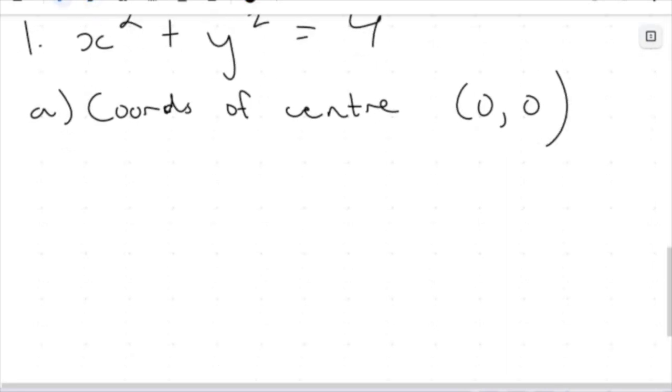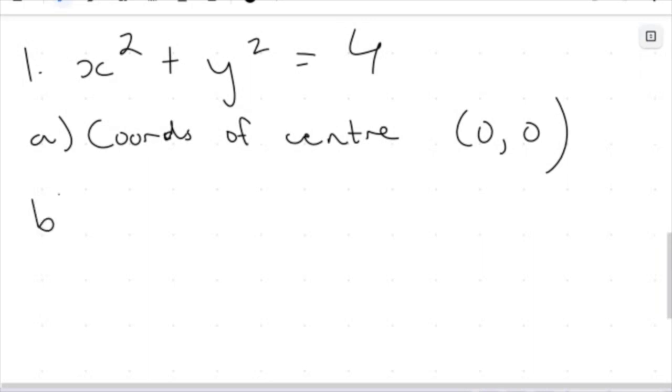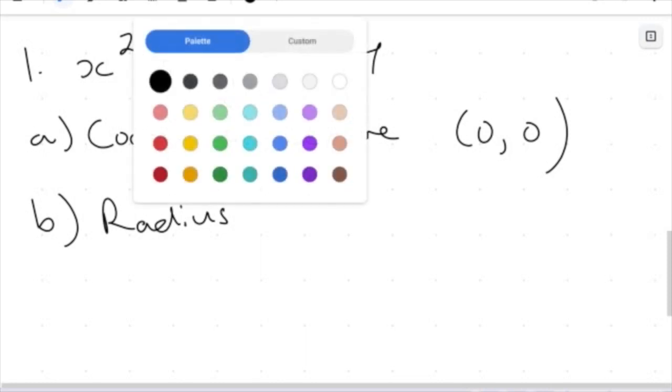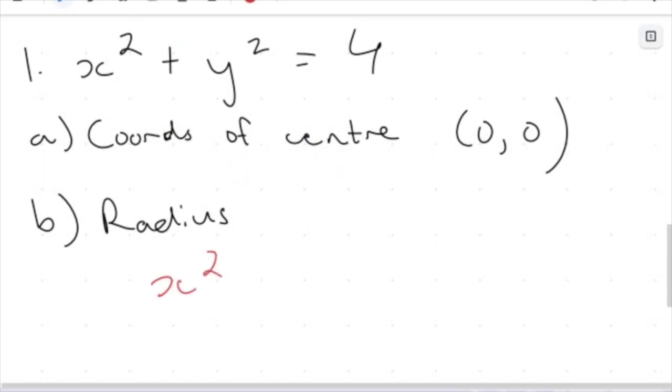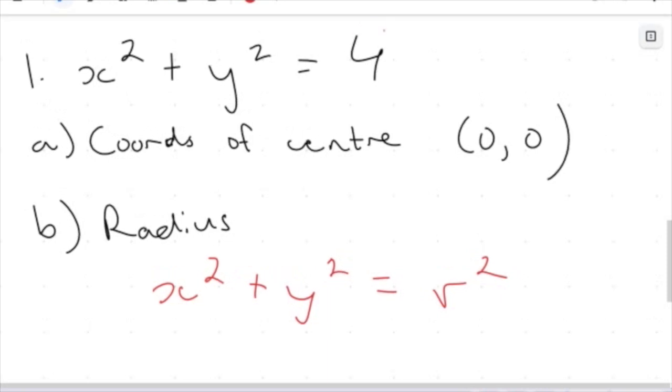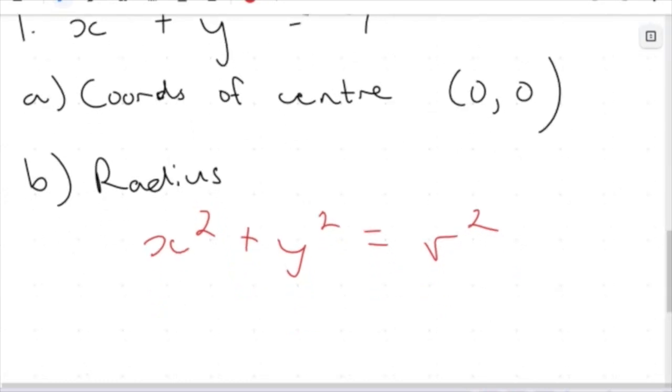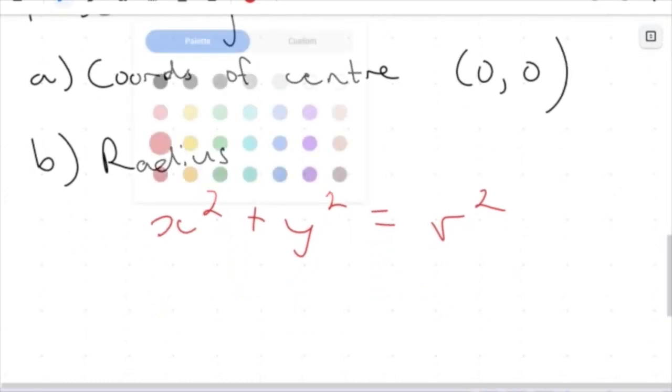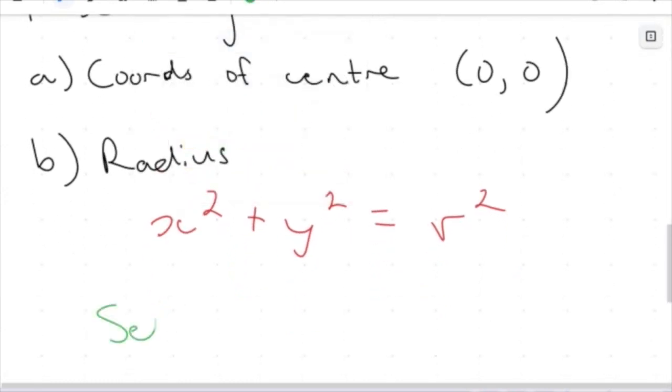Now, the second part B, we want to find my radius here. So, remember our equation is going to be x squared plus y squared equals r squared. But now here my 4 is my radius squared. So I'm going to set r squared equal to 4.